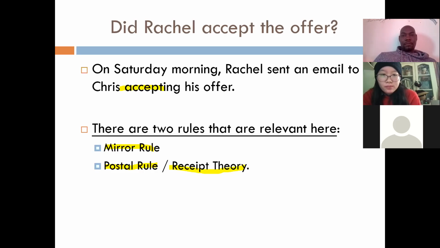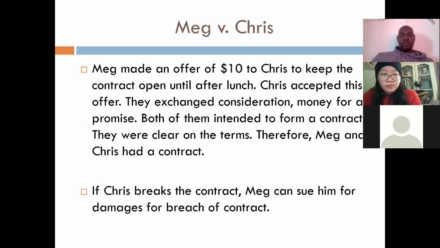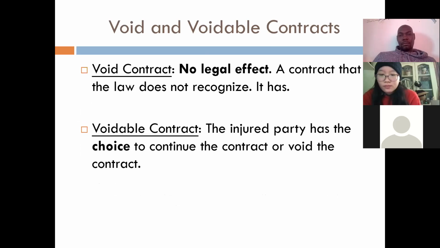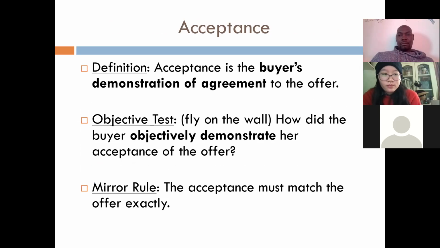Okay, I mean, you're kind of jumping around here. You have some ideas that are correct, but it's a little bit confused. When I'm talking about what an acceptance is, we have the definition, which we got from Nicola. It's an objective test, the fly on the wall test. What that means is, you said the offeree and the offerer, but acceptance really is about the offeree.